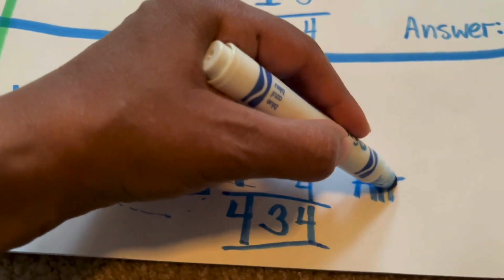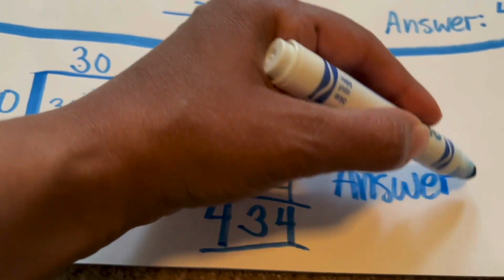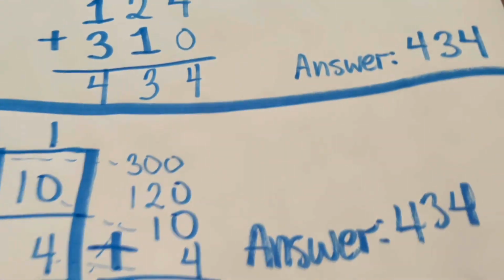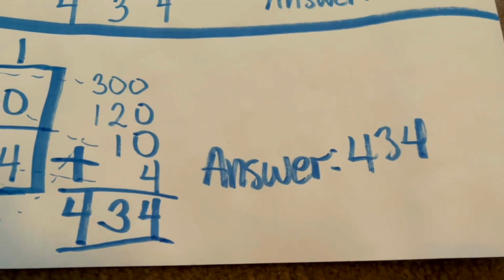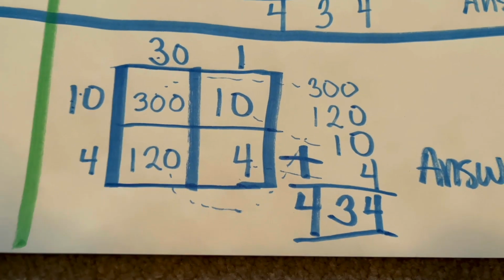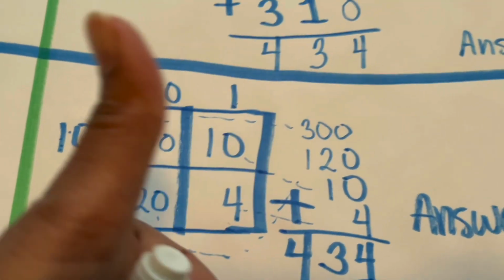434. Always remember to label your answers clearly. So what's the answer again? 434. Which is what we got earlier with our standard algorithm. And there it is again. All right, so it all checks out. Awesome. Now I'm going to show you another way.